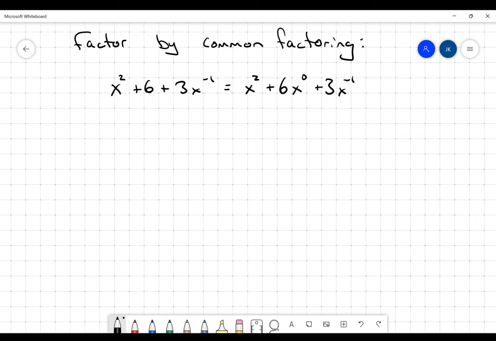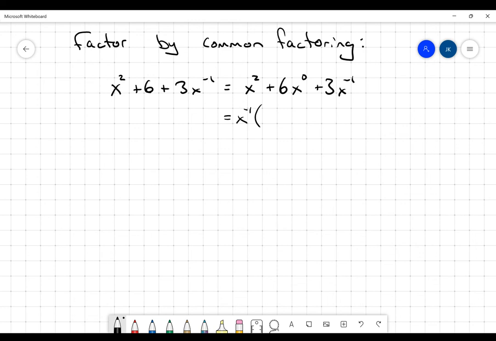Well, because the rule is I want to factor out the factor that has got the smallest exponent. And so granted, I can rewrite that 1 as x to the 0, but even then, that is not going to be the smallest exponent on x in this expression here. It's actually going to be x to the negative 1. And so that is what I'm going to factor out here.